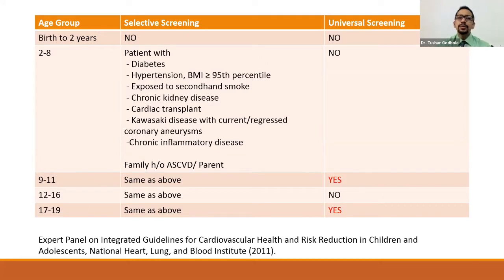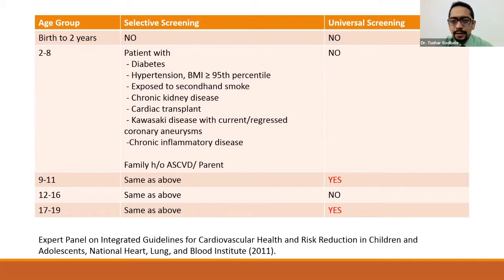Children between 2 years to 8 years, if you have risk factors like diabetes, hypertension, if you are exposed to secondhand smoke, there is also mention of primary smoking, but we don't expect children to smoke, so I have removed that. Chronic kidney disease, any cardiac transplants, Kawasaki, whether current or past, any chronic inflammatory diseases, rheumatological diseases, along with family history of atherosclerotic cardiovascular disease in either of the parents or the grandparents.